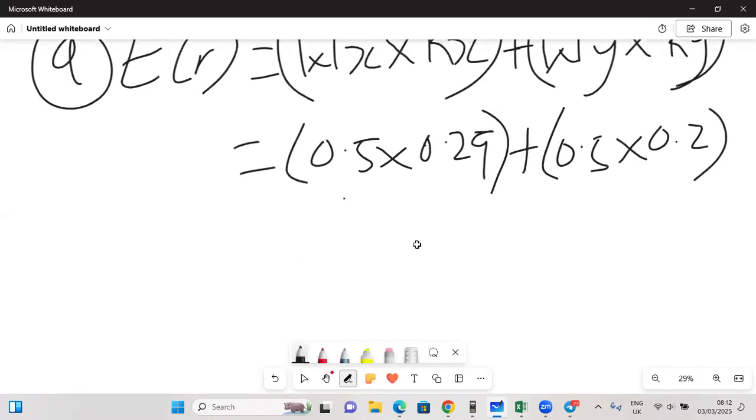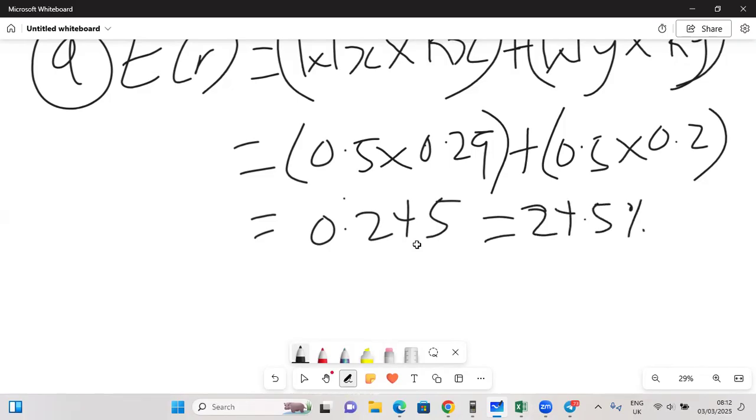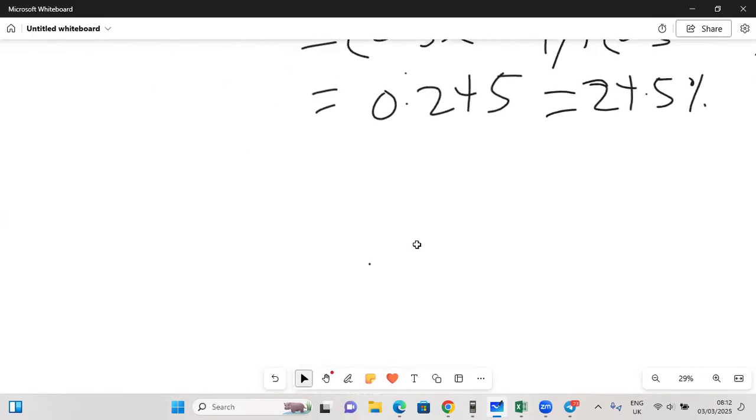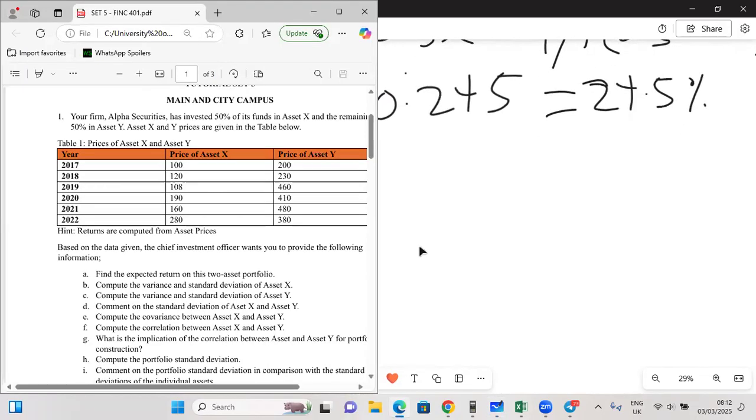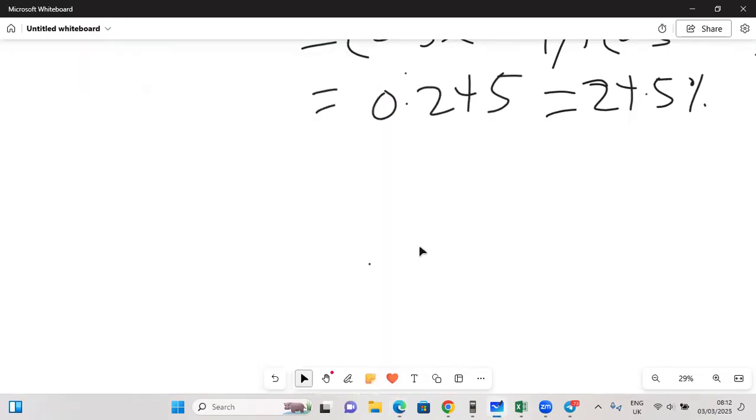When we do this, we are going to get 0.245, which is equal to 24.5%. So that is our answer for the A, the expected return. Now let's go to B.